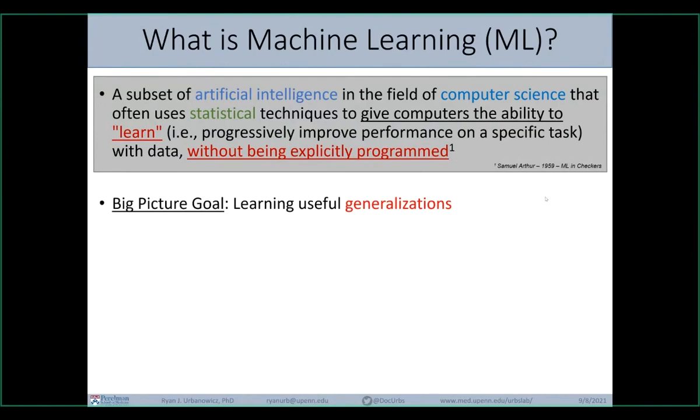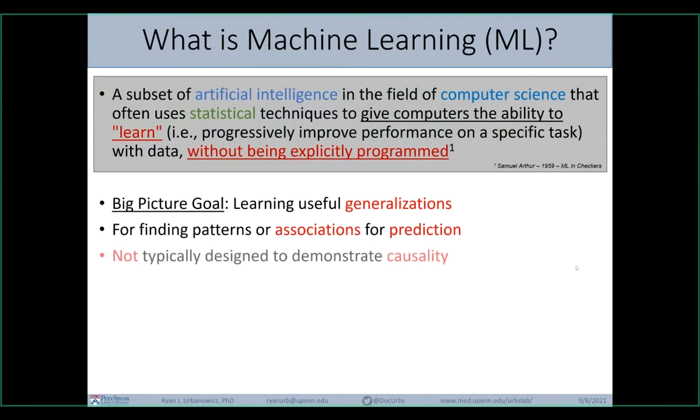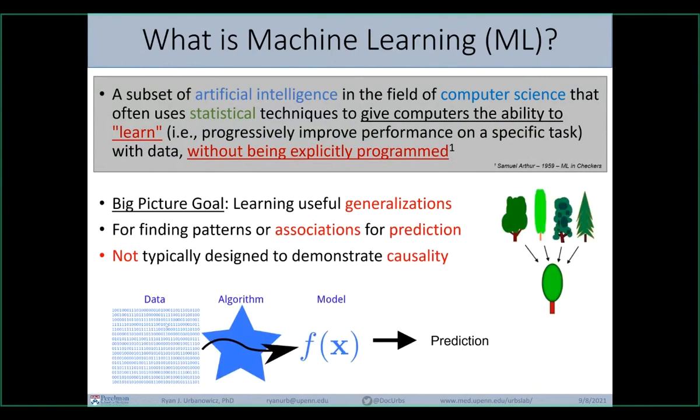And the big picture goal here is to learn useful generalizations. In other words, we want to find patterns or associations that we can use to make predictions. Machine learning is not typically designed to demonstrate causality, but again is mostly looking for these associations. And our typical pipeline would look like this: we start with data, we have some machine learning algorithm that we apply that trains a model, and then we can take this model and apply it to make predictions.